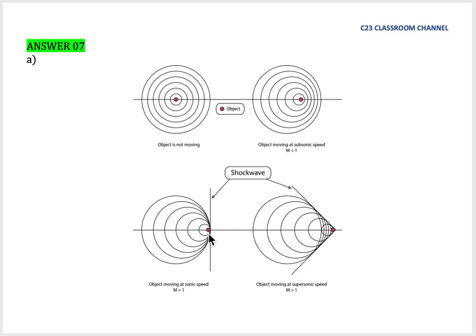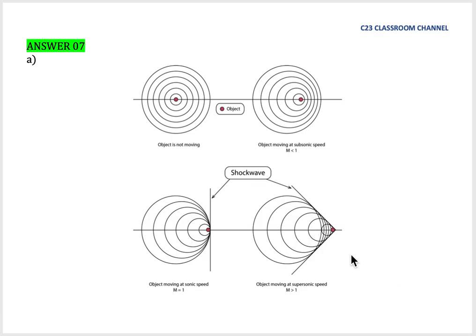And then if the object moves at sonic speed, meaning at Mach number 1 here, we could say that it is the densest sound wave here, and the shock wave will occur as a straight line perpendicular to the motion here. And then if the object is moving at supersonic speed, the Mach cone occurs here, and the sound wave can be drawn like this.